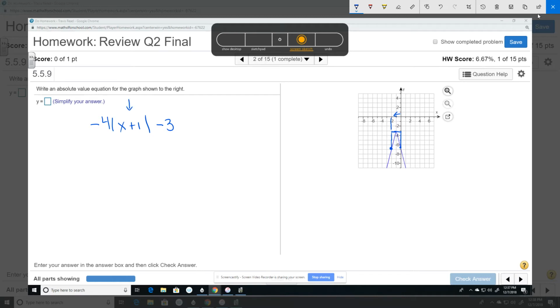So remember, inside shifts it left and right in the opposite direction. Outside shifts it up and down in the direction that it should. The -3 shifts it down. The negative flips it over. The 4 stretches it. All right, so that would be your final answer.